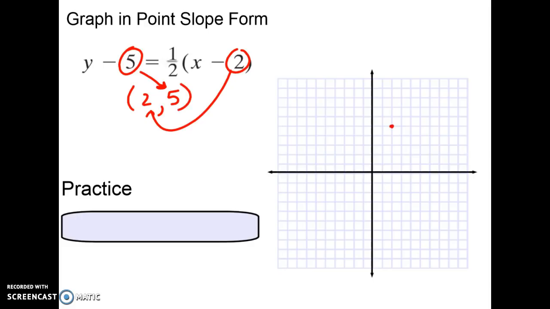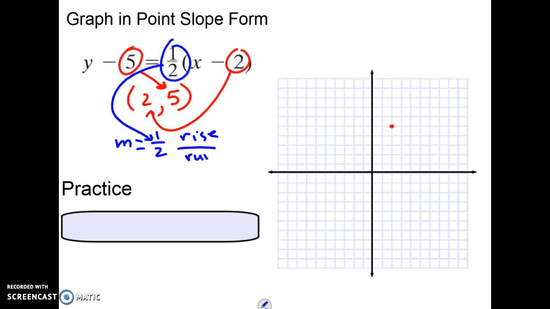And then our slope. Our slope is 1 over 2, and that's rise over run. So I can go to the point that we started with, go up 1 over 2, and put a point. Up 1 over 2 again, if you want to do another one, and then you can draw your line through those points.